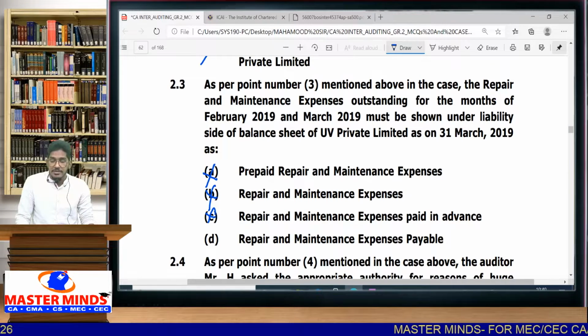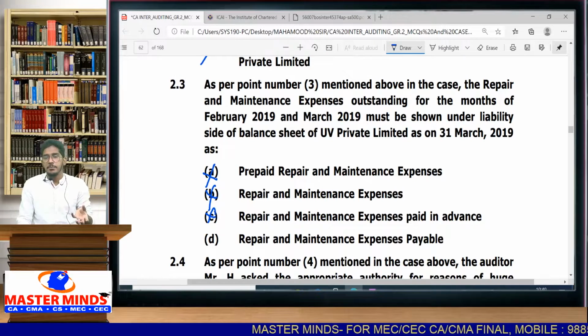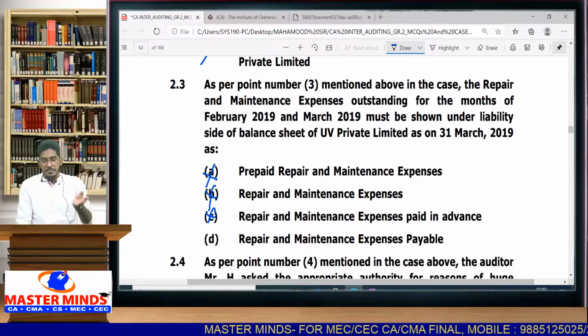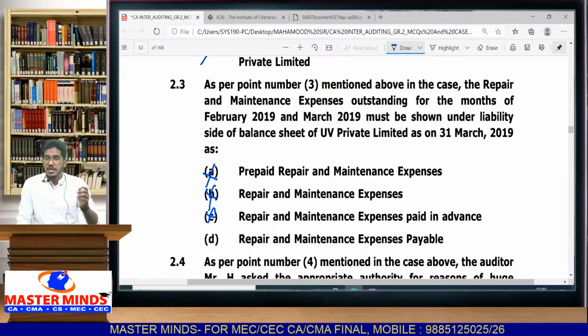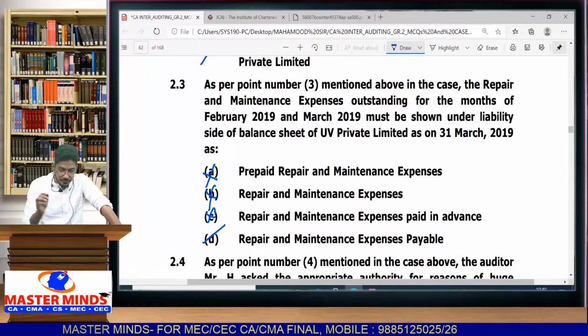Now D option, repairs and maintenance expenses payable. This is the correct option. You have not yet paid, you are required to pay. So what you will do is create a provision and show it as a liability: repairs and maintenance expenses payable. As simple as that. So D option is the correct option.